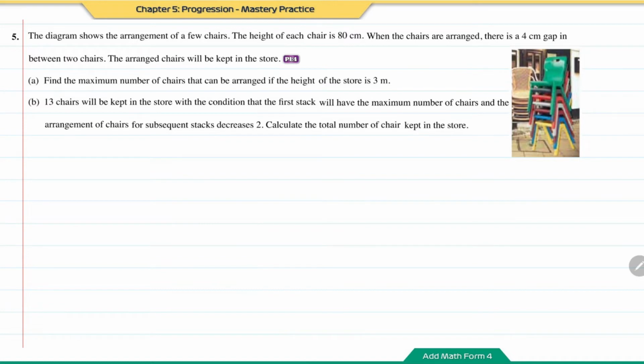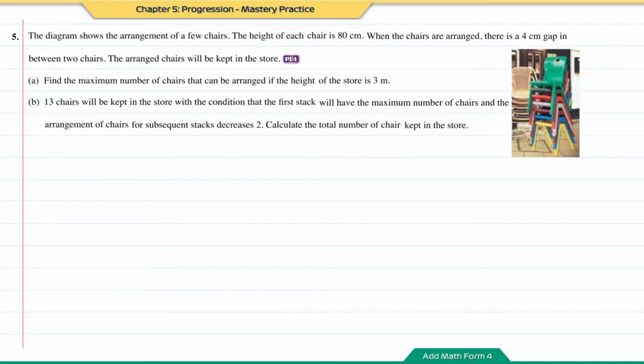Question number 5. The diagram shows the arrangement of a few chairs. The height of each chair is 80 centimeters. When the chairs are arranged, there is a 4 centimeter gap in between two chairs. The arranged chairs will be kept in the store. A. Find the maximum number of chairs that can be arranged if the height of the store is 3 meters.